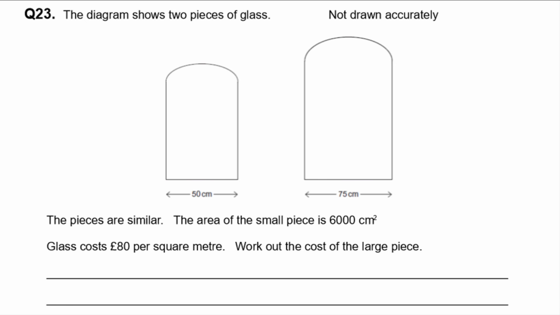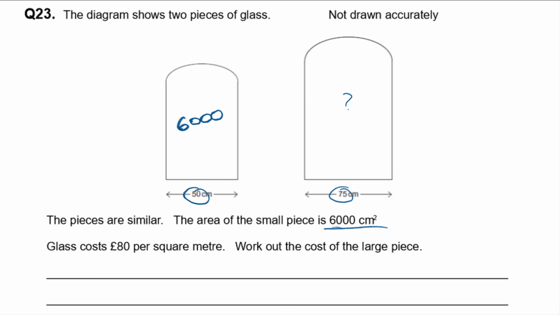We've been given the two matching sides, so we can work out the ratio of their sides, and then we can use that to find the ratio of their area. Okay, so let's just put the information from the question onto the diagram first. So I've got 6,000 there. That's that one. We want to work out this one, don't we? Okay, so we've got 50 and we've got 75.